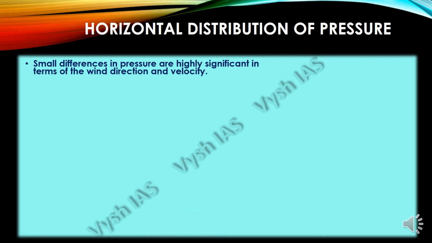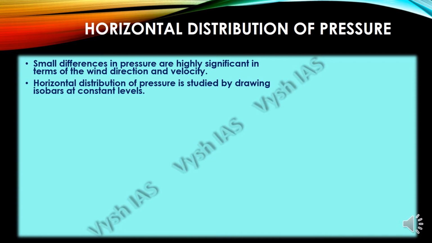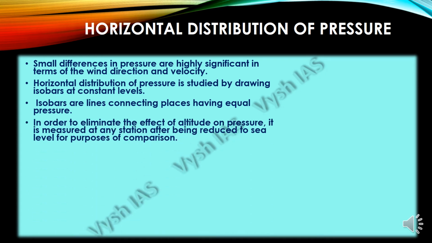So then we have the horizontal distribution of pressure. Small differences in pressure are highly significant in terms of wind direction and velocity. It depends mainly on the direction and the speed. The horizontal distribution of pressure is studied by drawing isobars at constant levels on the map, and these isobars or lines connect places which have equal pressures.